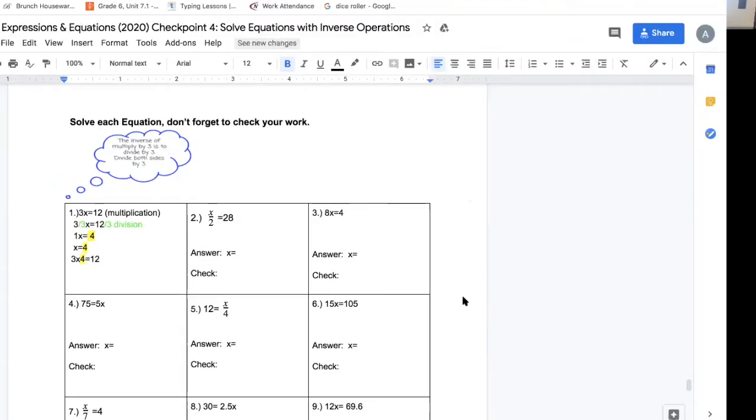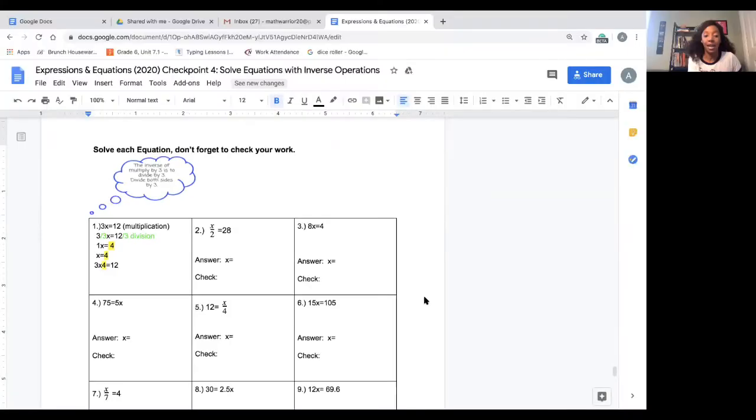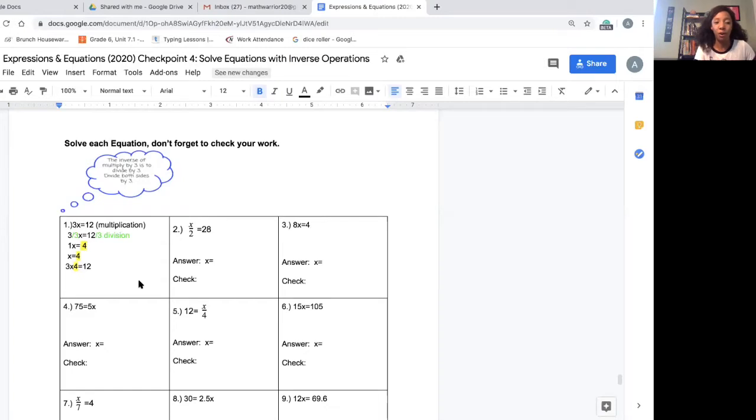So the first problem says 3x equals 12. Well, we needed to divide each side by 3. Once we divided each side by 3, I got 4 because 3 divided by 3 gives me 1x and 12 divided by 3 gives me 4. So x equals 4. My final step is to check my solution. It's always important in algebra to check your work. We took 3 times 4 and we multiplied it and got 12.